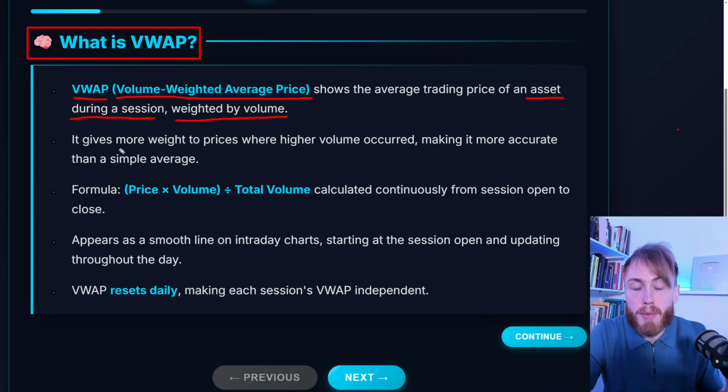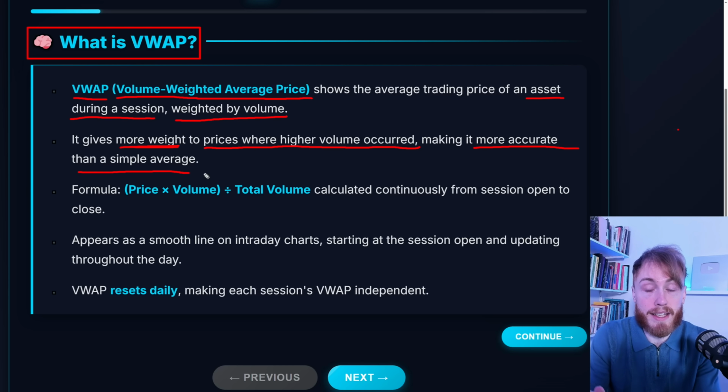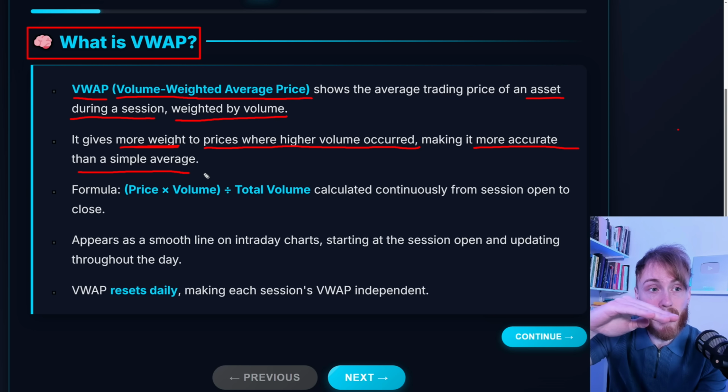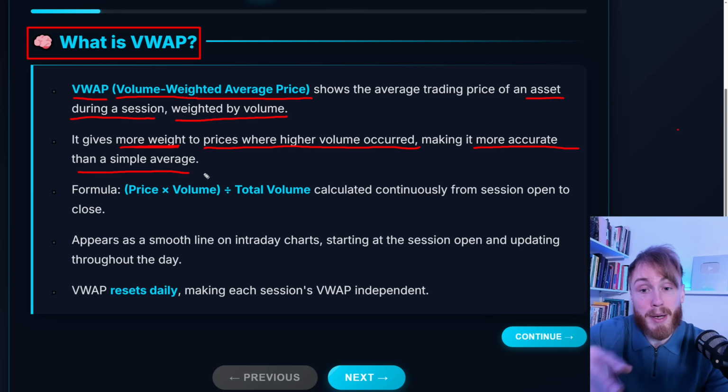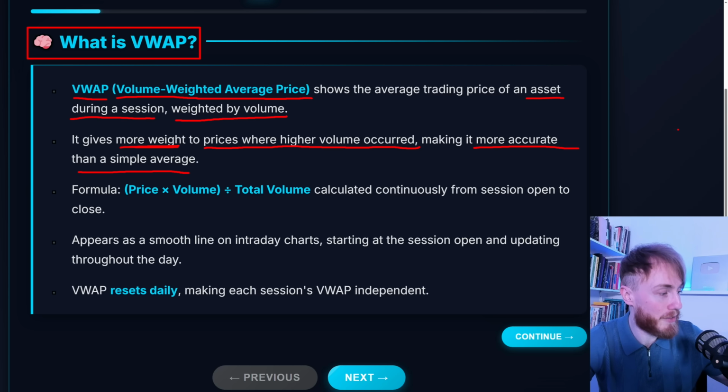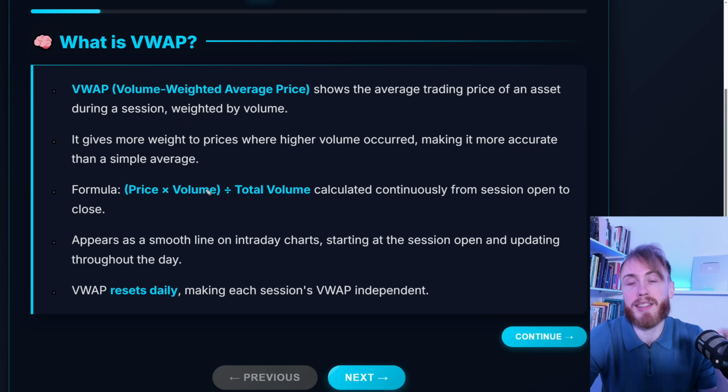So it gives more weight to prices where high volume occurred. And this makes it, according to many traders, much more accurate compared to, for example, a normal moving average. So for example, if we have a large red candle with little volume, it will make the VWAP move slightly down. But if we have the exact same candle with lots of volume, it will make the VWAP move more down. And if this sounds complicated, don't worry, I will show you guys exactly how this works very soon.